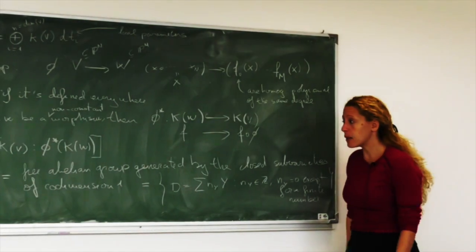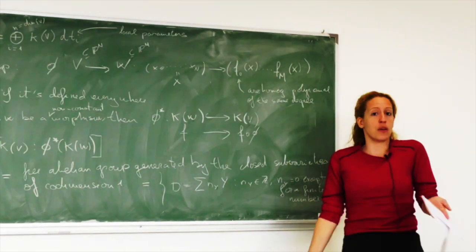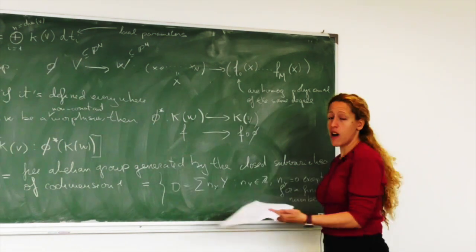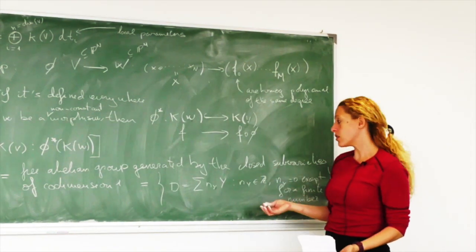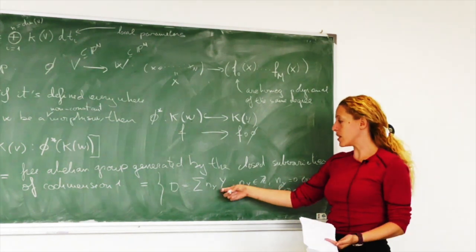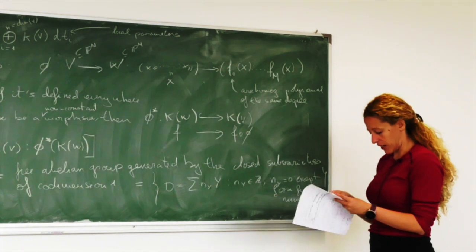So a particular example, imagine that our variety is a curve. A curve is a variety of dimension 1. So codimension 1 means dimension 0. So basically, for a curve, a divisor is just a formal sum like this with points. Here the Y_i are going to be points on the variety.